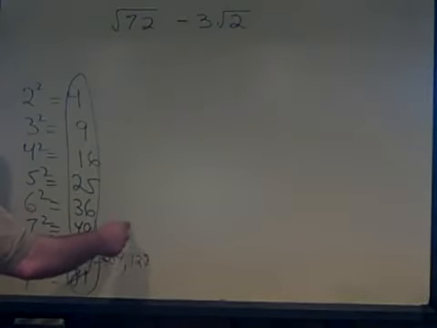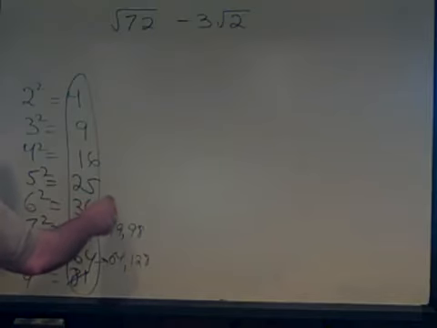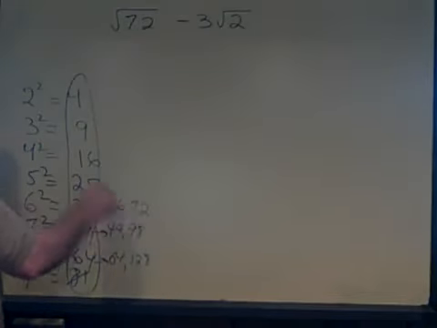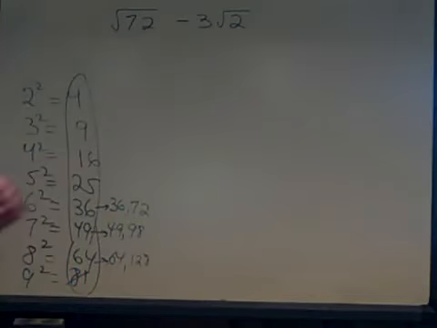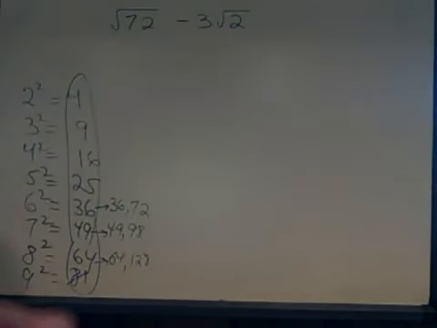49 times 1. But 49 times 2 is close to 100. After all, 50 times 2 is 100. That's not near 72. 36 times 1, 36. 36 times 2, look at that. It's 72. So the largest number that I know the square root of that goes into 72 is 36.